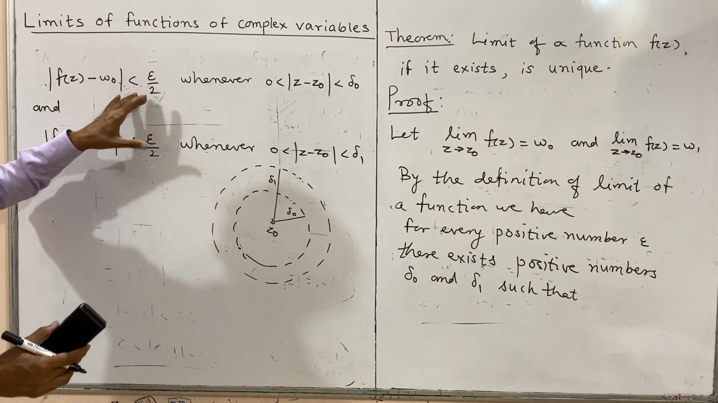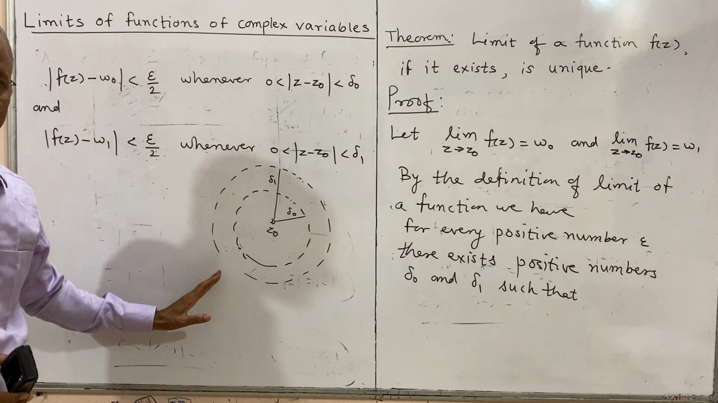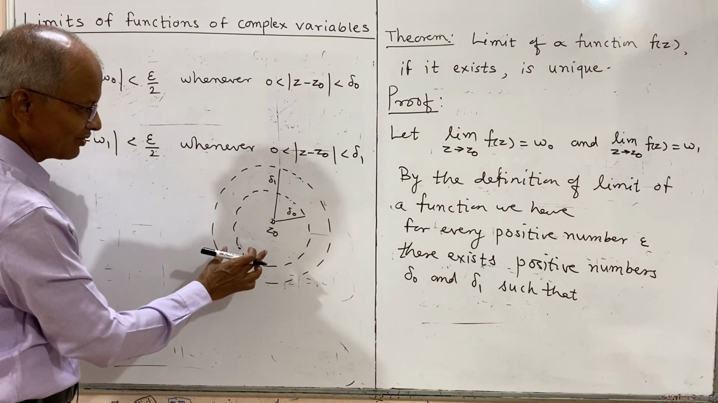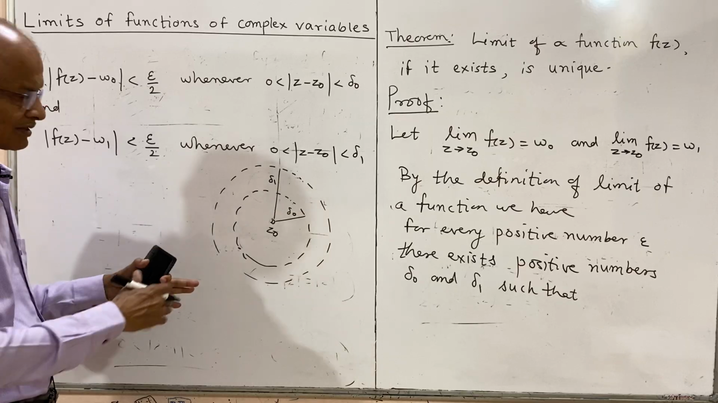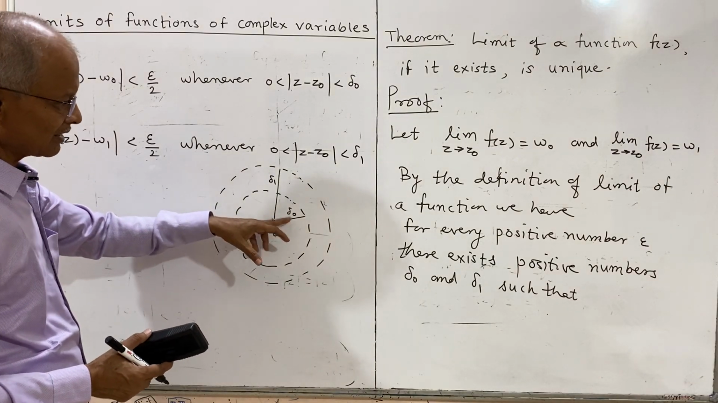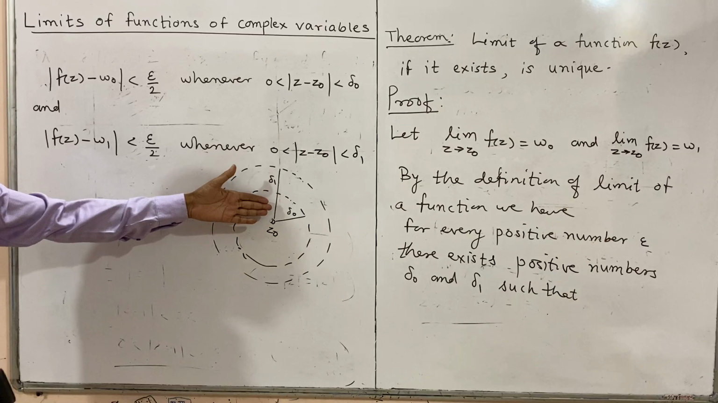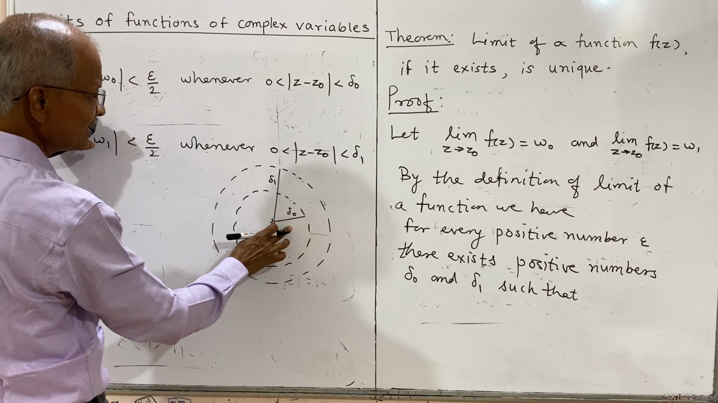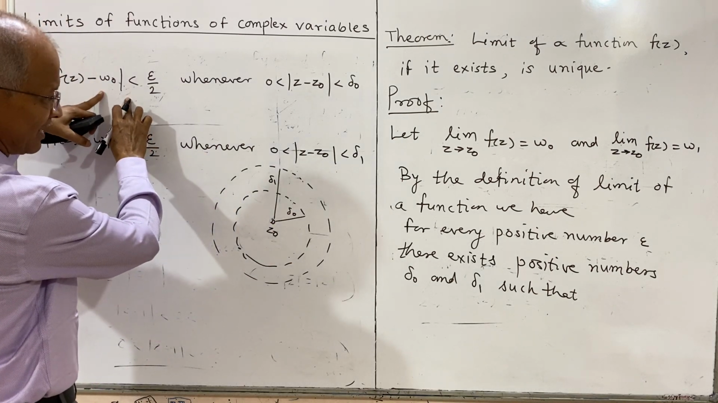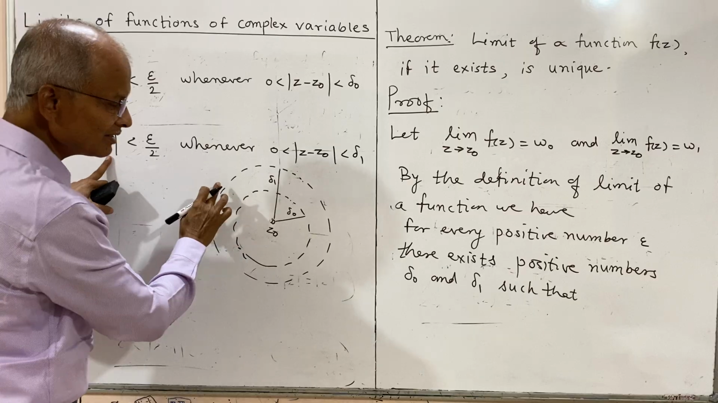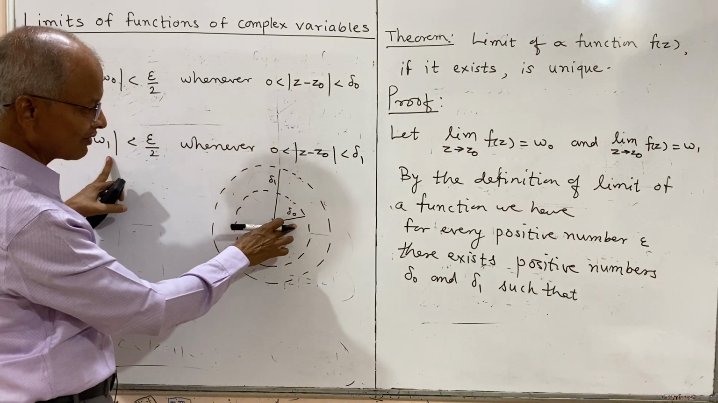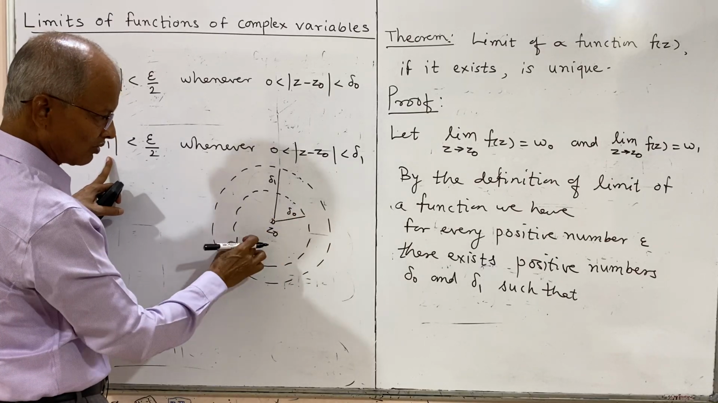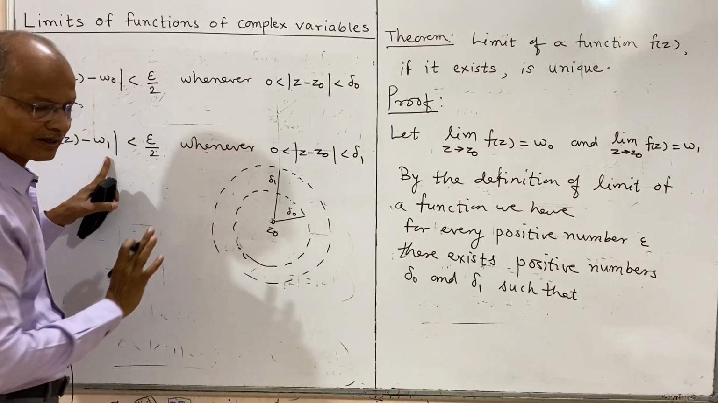Now, both these conditions will hold for which value of delta? If you select the smaller value of delta, here the smaller value is delta naught. It may be vice versa, or you may take delta 1 as the smaller one, and delta naught will be greater. Anything can happen. But when delta is the smaller value, the first condition is satisfied. And what about the second condition? The second is also satisfied because delta naught is less than delta 1, and therefore in this smaller neighborhood both the first condition and the second condition are satisfied.